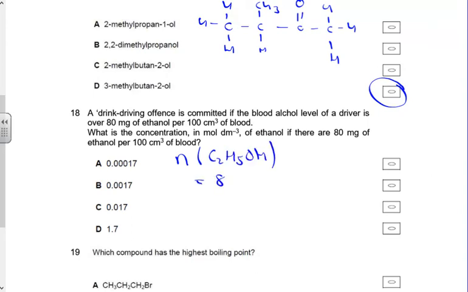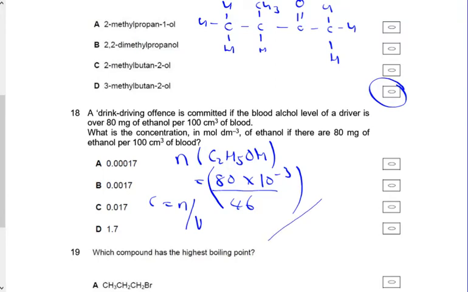is 80 by 10 to the minus 3, because I'm converting the milligrams into grams, divided by 46. That is my number of moles of ethanol. Concentration equals number of moles divided by volume, and the volume must be in decimetre cubed. So if I divide that by 0.1, which is my decimetre cubed, that will give me my concentration, and the concentration is 0.017.